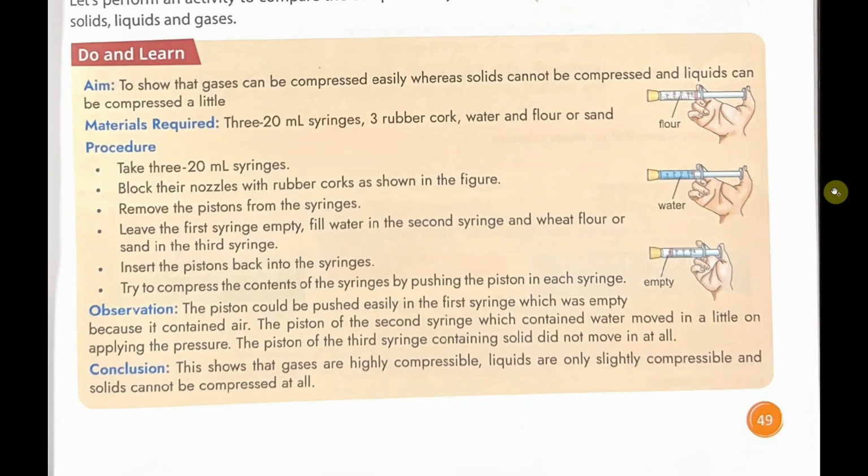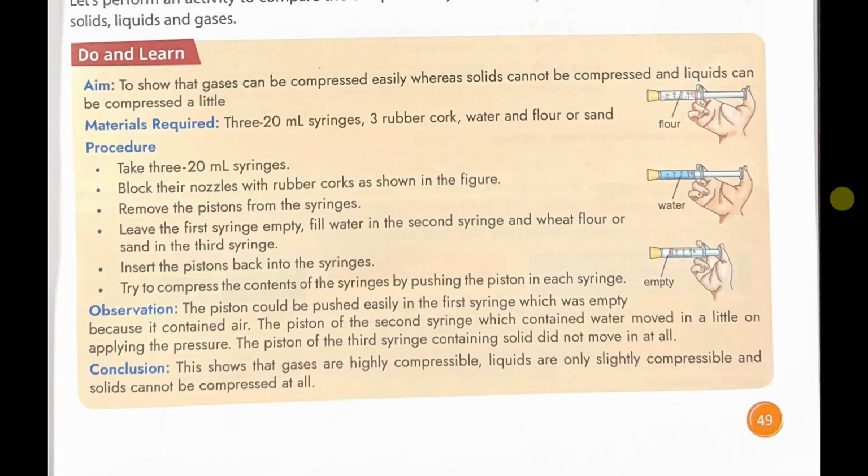To show that gases can be compressed easily whereas solids cannot be compressed and liquids can be compressed a little, we need three 20 milliliter syringes, 3 rubber corks, water and flour or sand. We take the syringes and block their nozzles with rubber corks as shown in the figure.